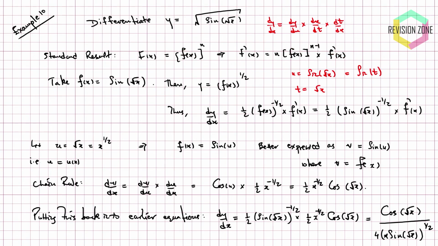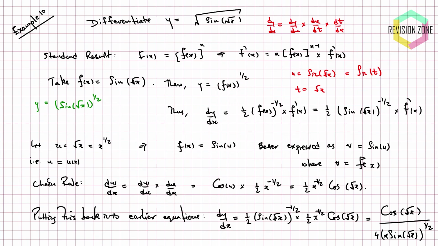So if I take my f of x to be sine of root x, I hope you would agree that we can just express the square root as a power, so we can rewrite our y in that way. So in fact, my y does happen to turn out to be something of this form.